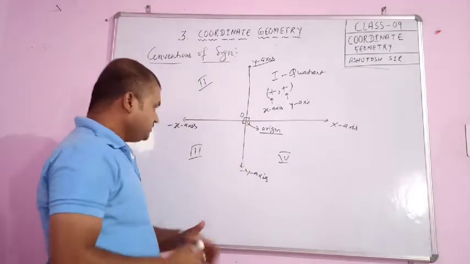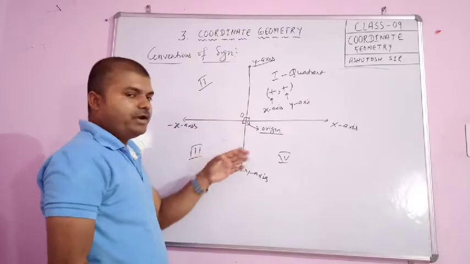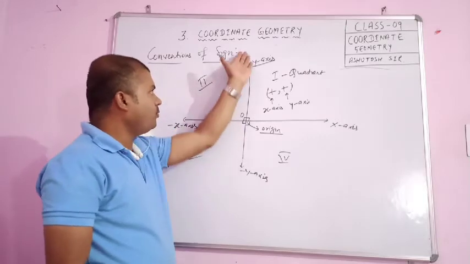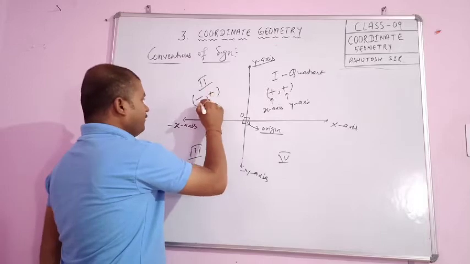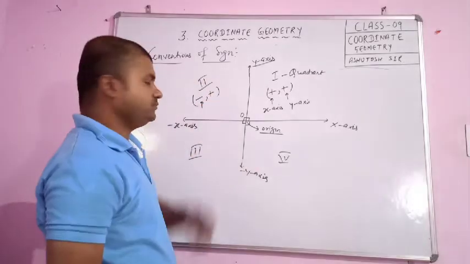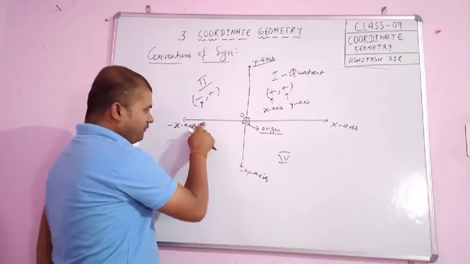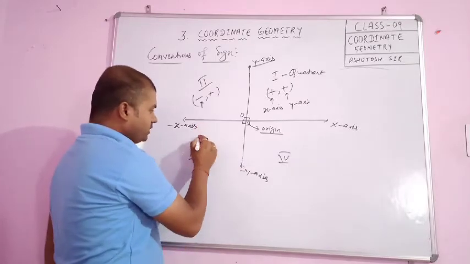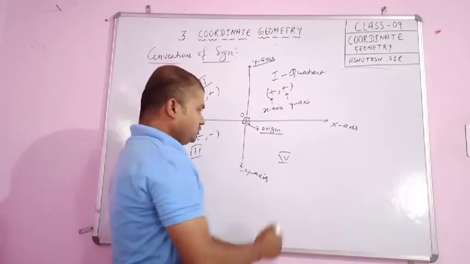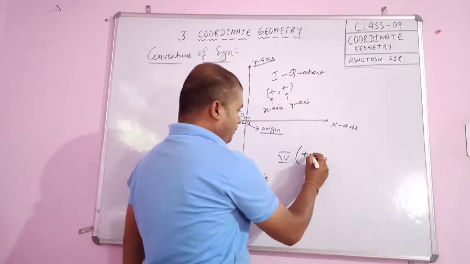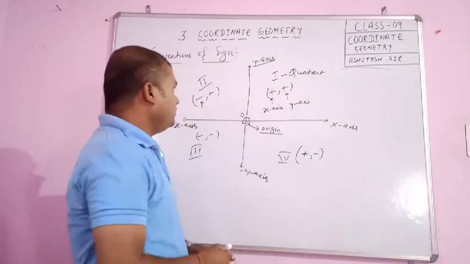In the second quadrant, we see that the area is traced by or made by the negative x-axis and positive y-axis. So we write here negative and positive. First one is x-axis and second one is y-axis. And the third quadrant is made with the help of negative x-axis and negative y-axis. So we write here negative, negative. And the number 4 one is positive, negative.